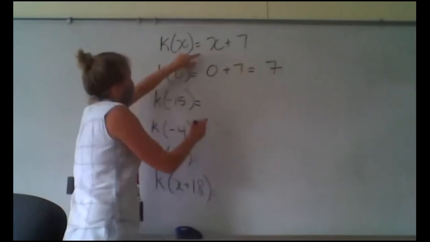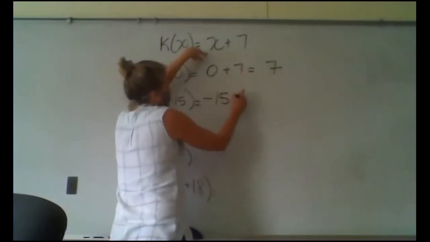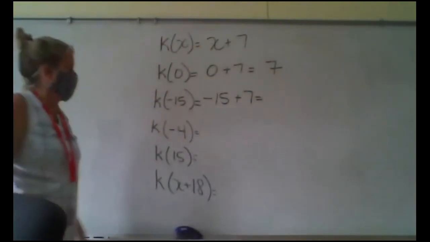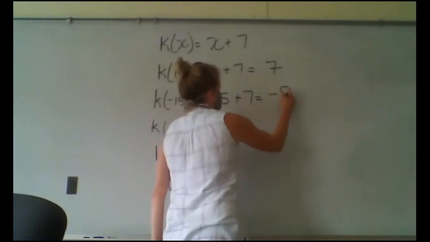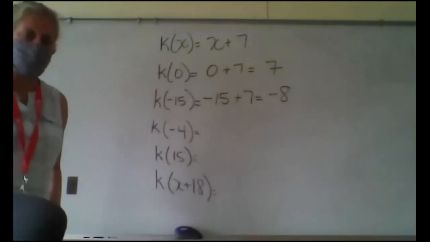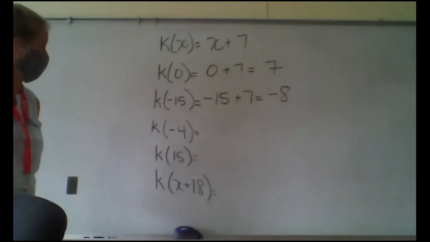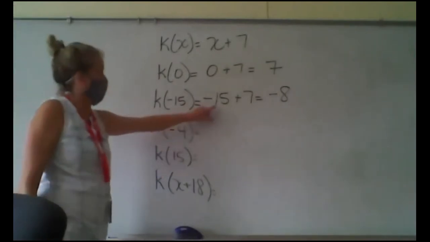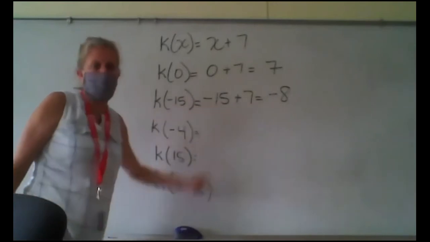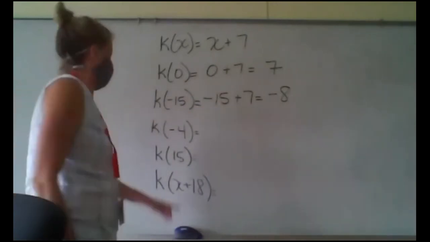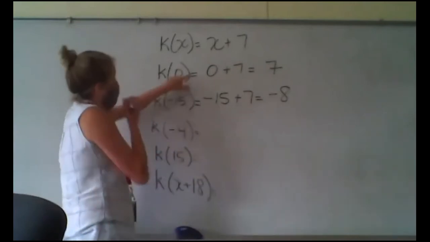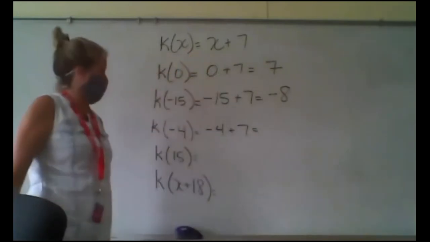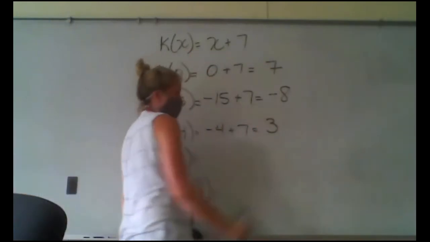So let's see, if I replace the x with -15, I have -15 plus 7. Add those together, -15 plus 7 is -8. Again, if you're not comfortable or don't like adding with positives and negatives, just punch that in that calculator. If I replace the x with -4, I'll have -4 plus 7. If I add that, -4 plus 7 just gives me 3.